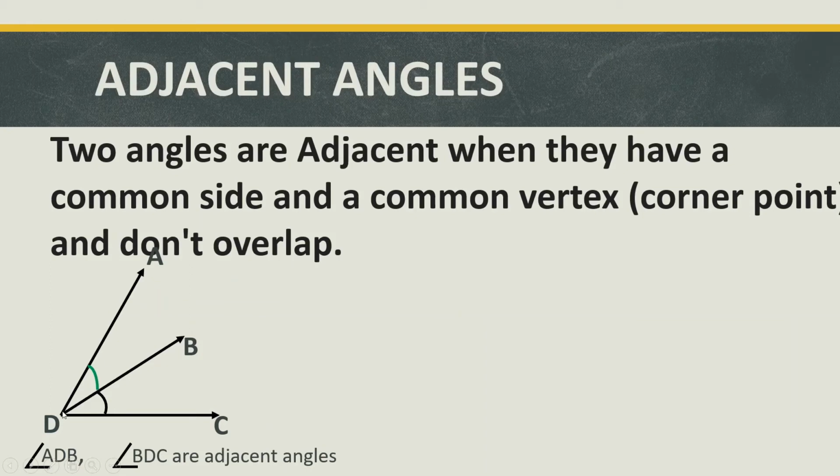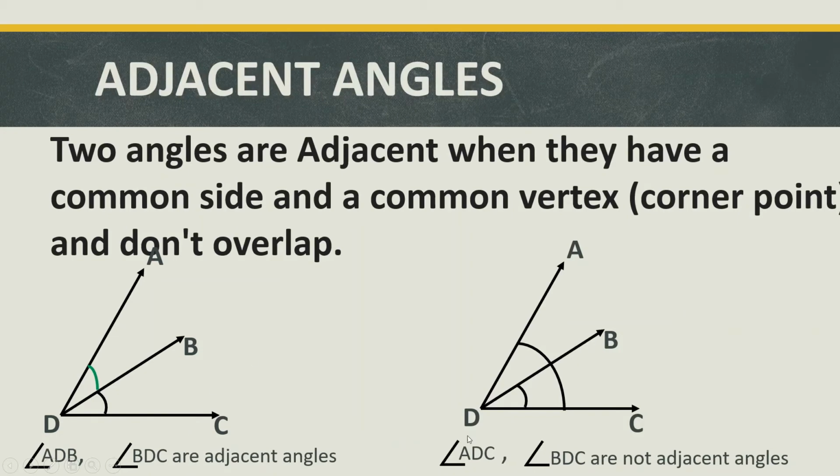Example, ADB and BDC are adjacent angles because they share the same side B and they share the same vertex D. In this example, ADC and BDC are not adjacent angles, even though they have the common side C and the common vertex D. ADC is overlapping BDC. So that's why these are not adjacent angles.